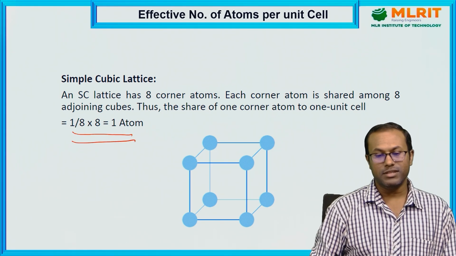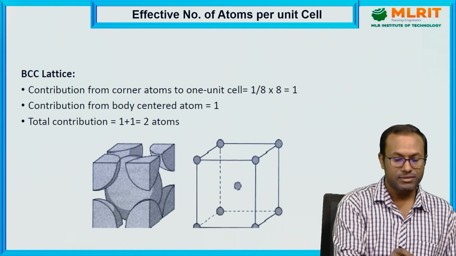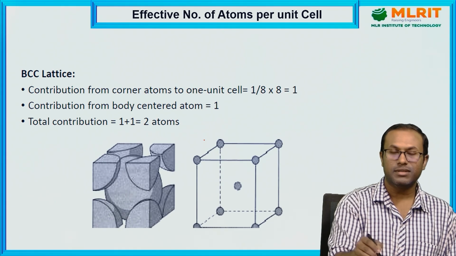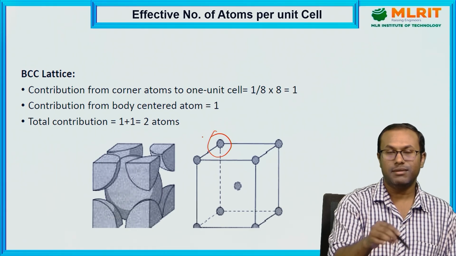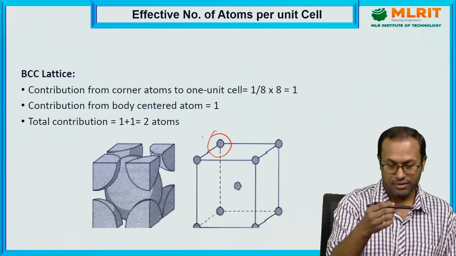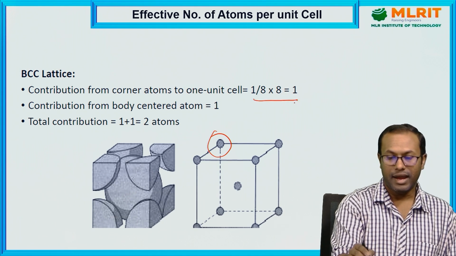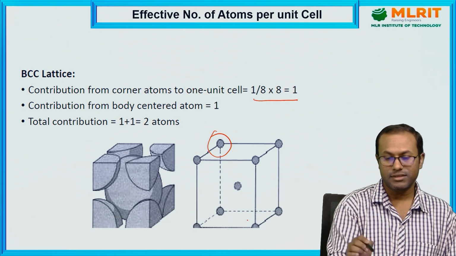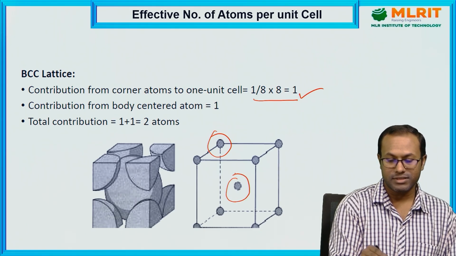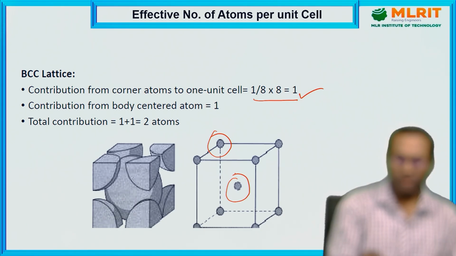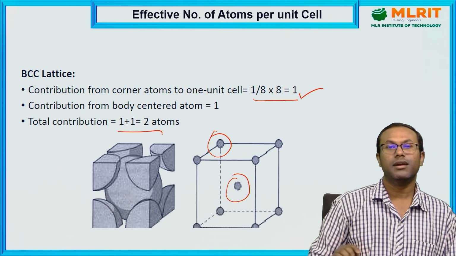In body centered cubic, the similar thing applies. There are 8 corner atoms, and each corner atom is shared by 8 consecutive cubes. So the overall effective number of atoms for the corner atoms is 1. In addition, there is one extra atom sitting at the center of the body centered cubic. So the total effective number of atoms is 2.